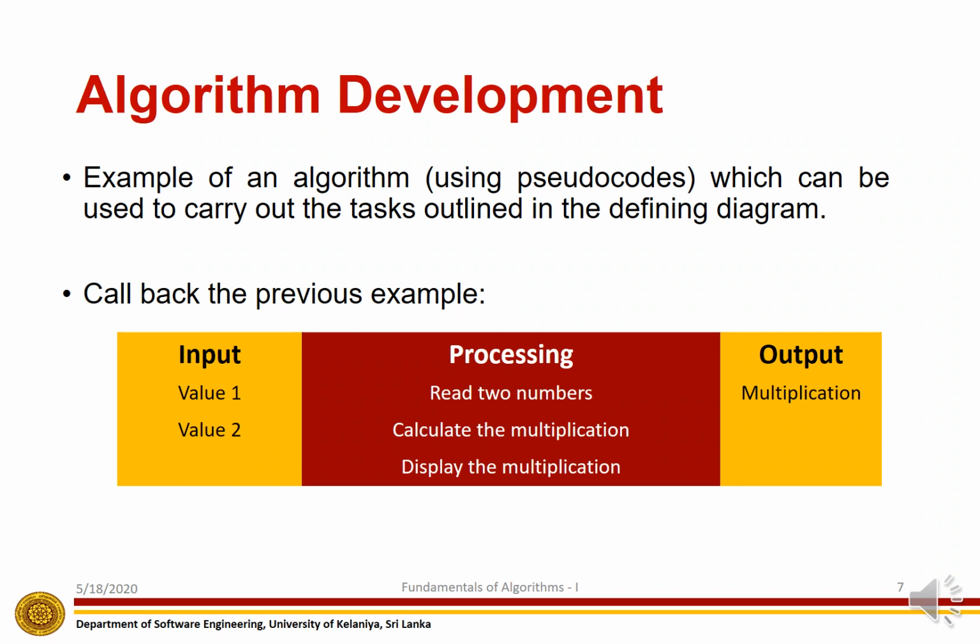To get the multiplication, input variables are value 1 and value 2. Output variable is multiplication. And in the middle, I have given the description of the procedure. First, read two numbers, then calculate the multiplication, and then display the multiplication. Now let's see how to write an algorithm for this.